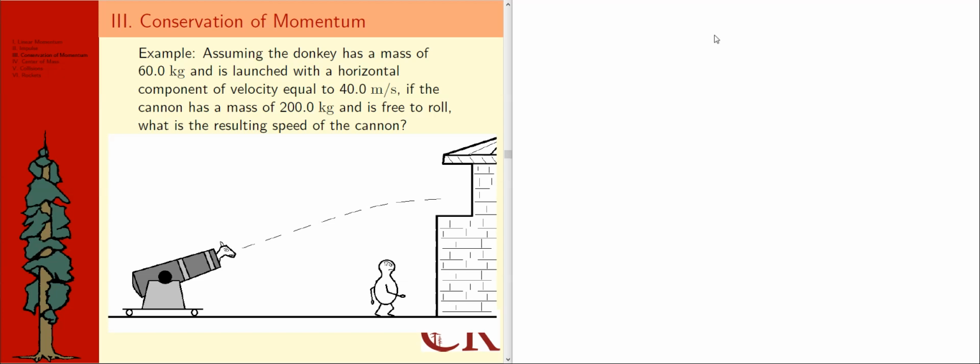Assuming the donkey has a mass of 60 kilograms and is launched with a horizontal component of velocity equal to 40 meters per second, if the cannon has a mass of 200 kilograms and is free to roll, what is the resulting speed of the cannon? So this should remind you maybe a little bit of the recoil example we just looked at, because we're now looking at recoil of this cannon.